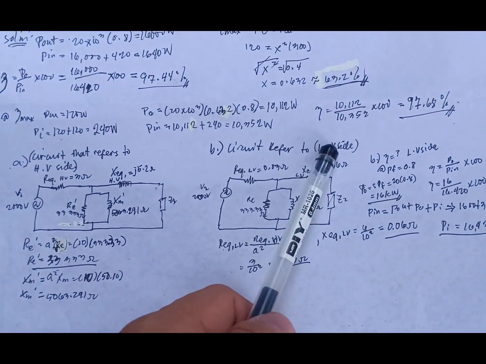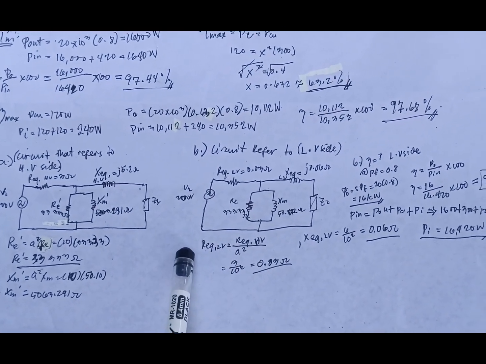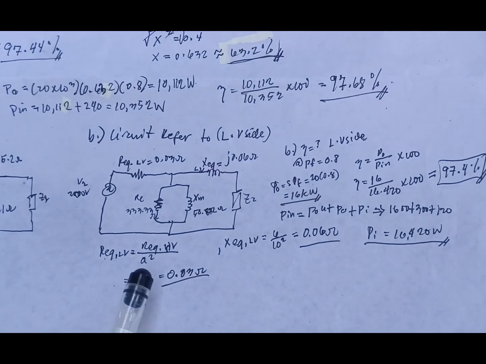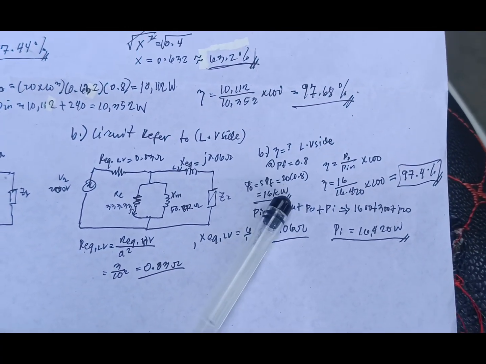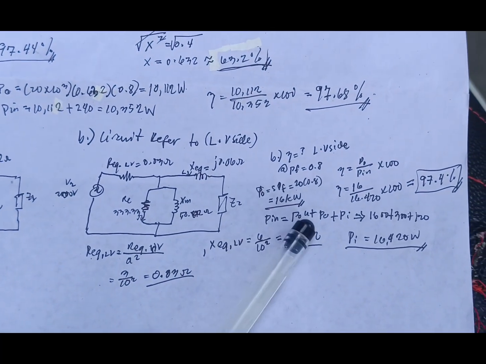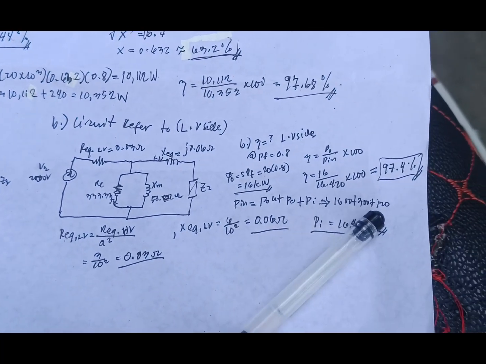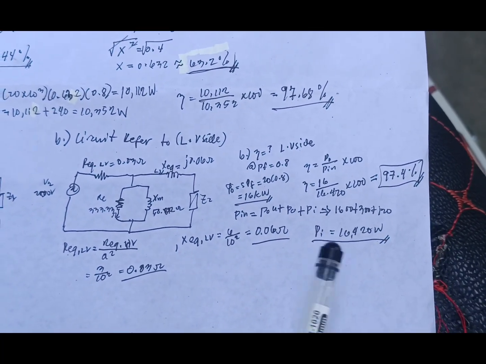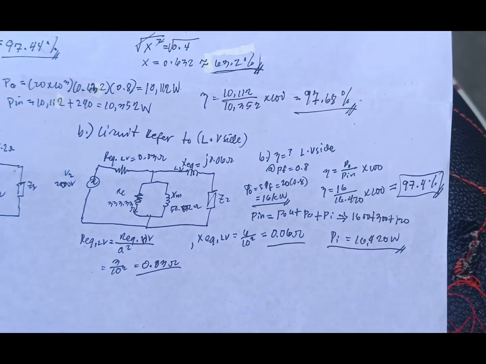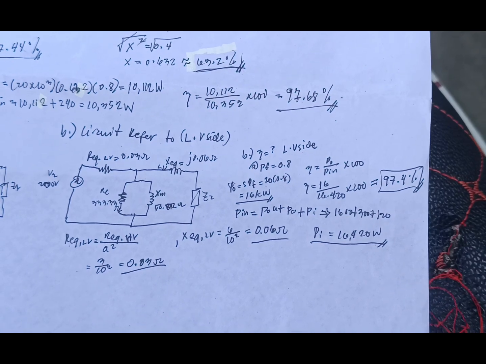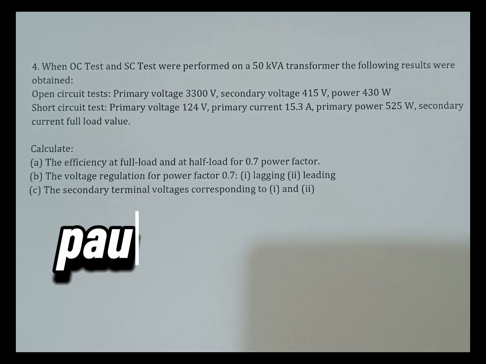For B, we have a circuit referred to the low voltage side. Getting the R equivalent, we have R equivalent over A squared is equal to 0.03 ohms. And for B, at power factor 0.8, 20 times 0.8, we have 16 kilowatts. For PN, we have the P out and the open circuit and short circuit power, which are 300 and 120. So we get our efficiency of 97.4%, and we also get our X equivalent and core losses.